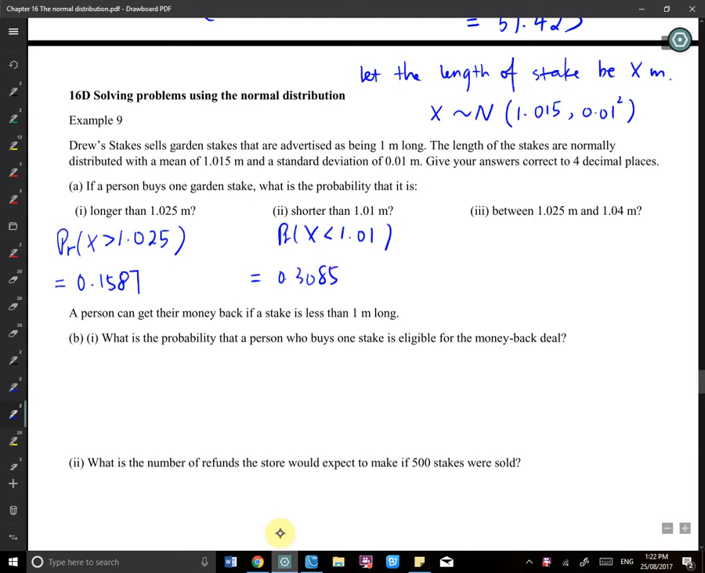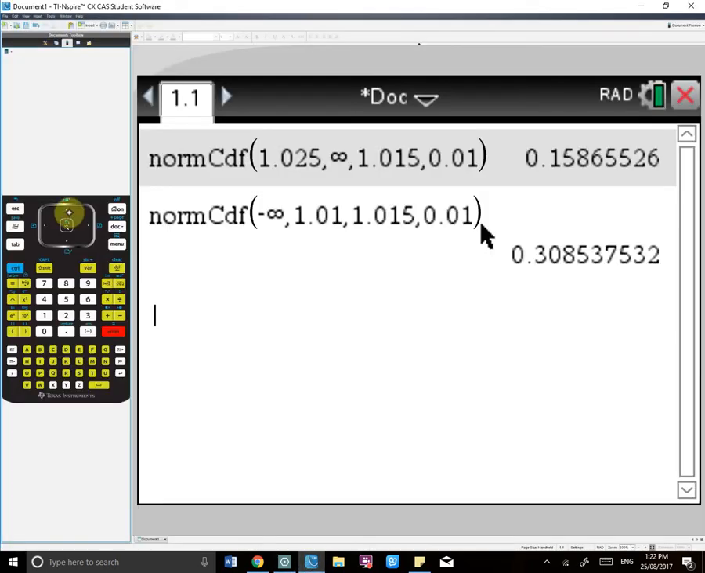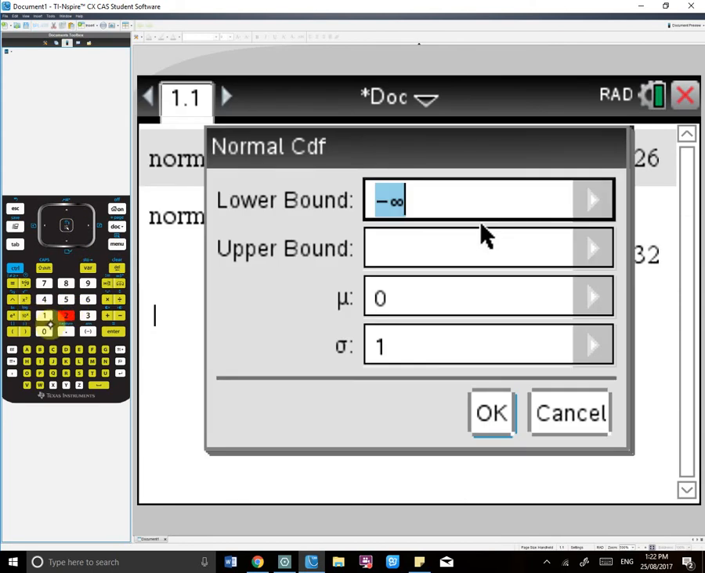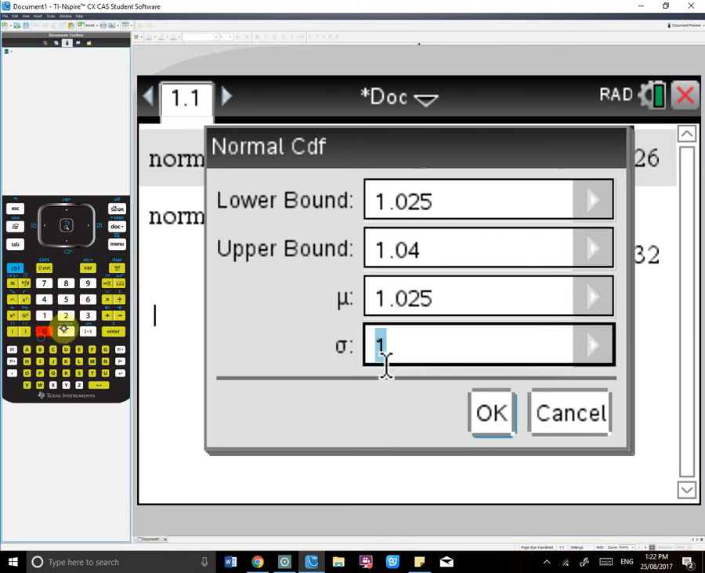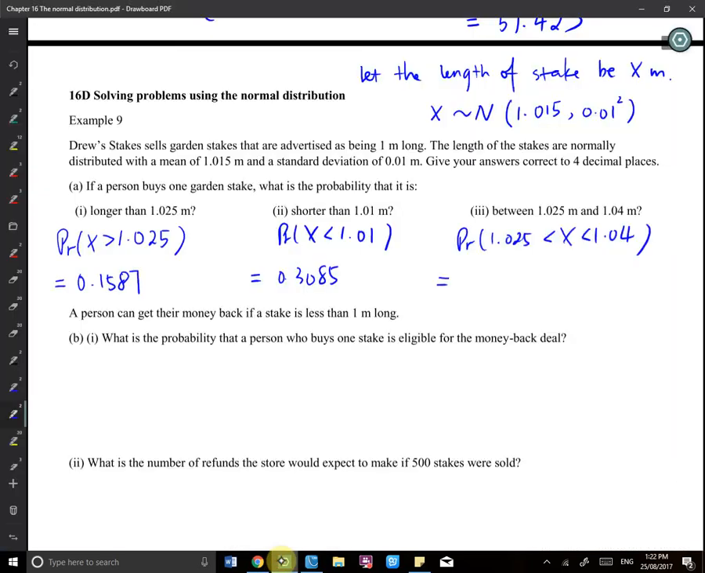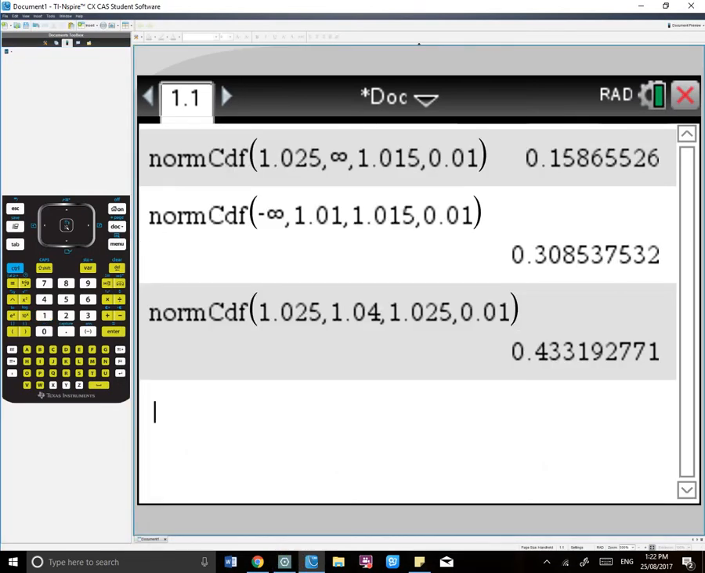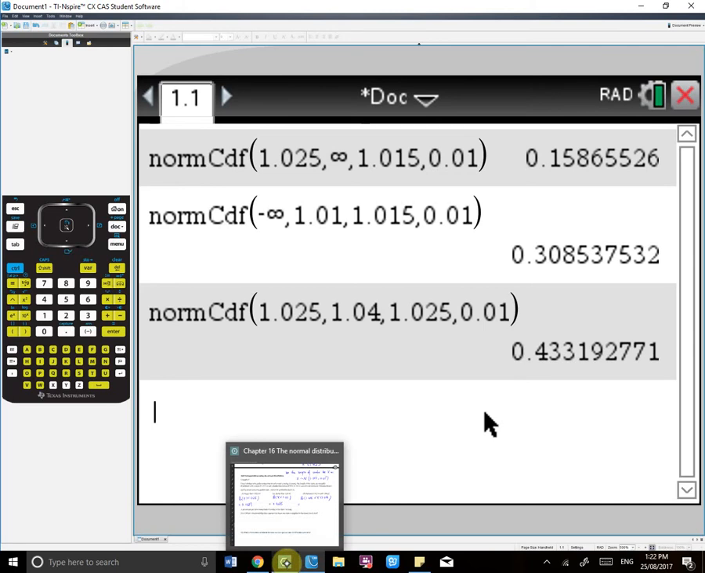And then between those two values, the probability of x between 1.025 and 1.04. So 1.025, 1.04, the mean 1.015, and 0.01. Okay, 0.4332.